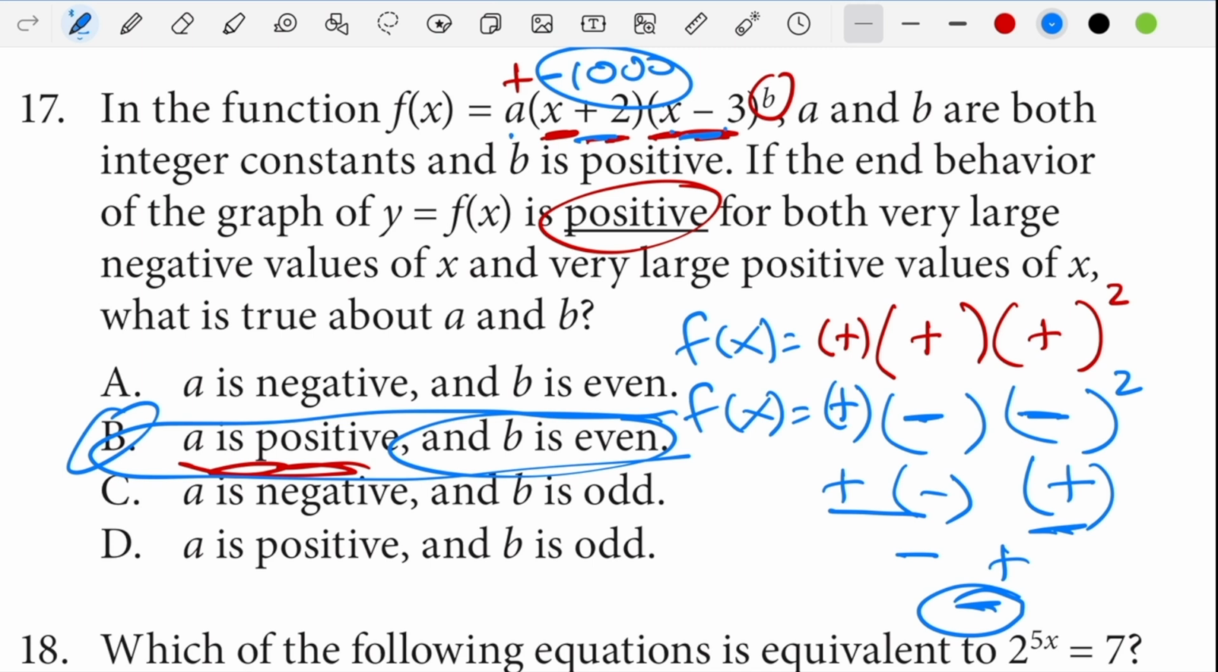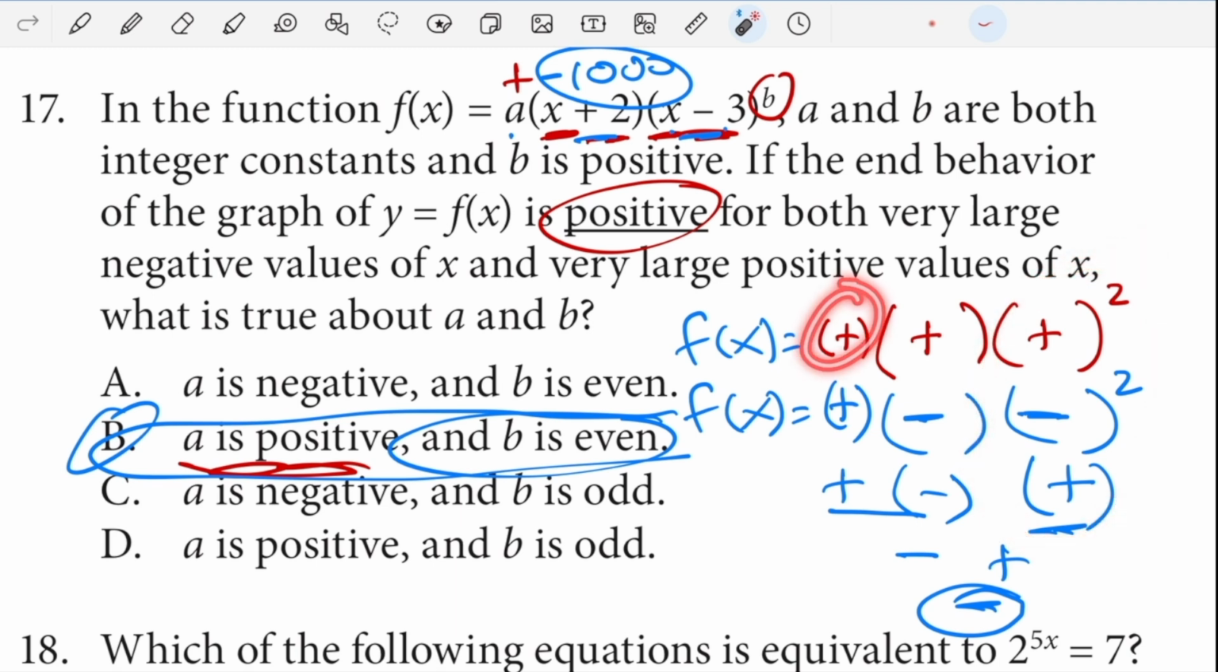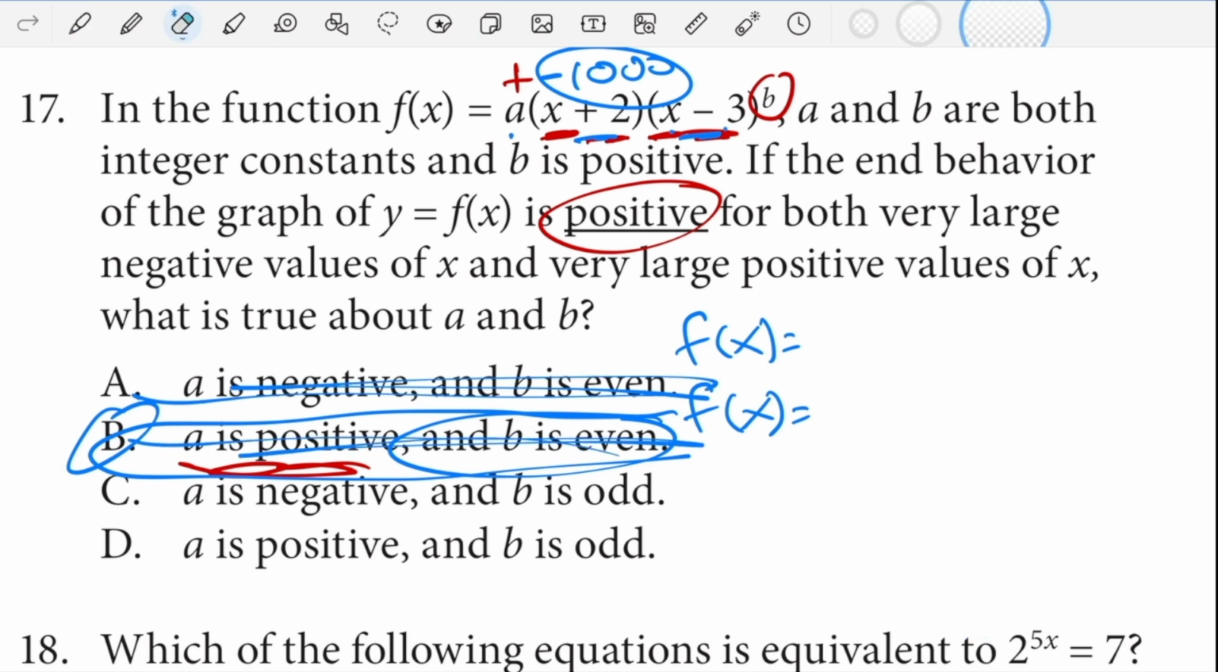So let me cut to the chase. When this is even, it doesn't matter what I have on the inside. Any positive number to an even power is going to give me positive, or any negative to an even power is going to be positive. All right, so this is going to be positive. Because here I have a positive and a negative, that's going to change the values. So evens are not going to work out, guys. Evens are not going to work out. Let's get to C and D, when B is odd.